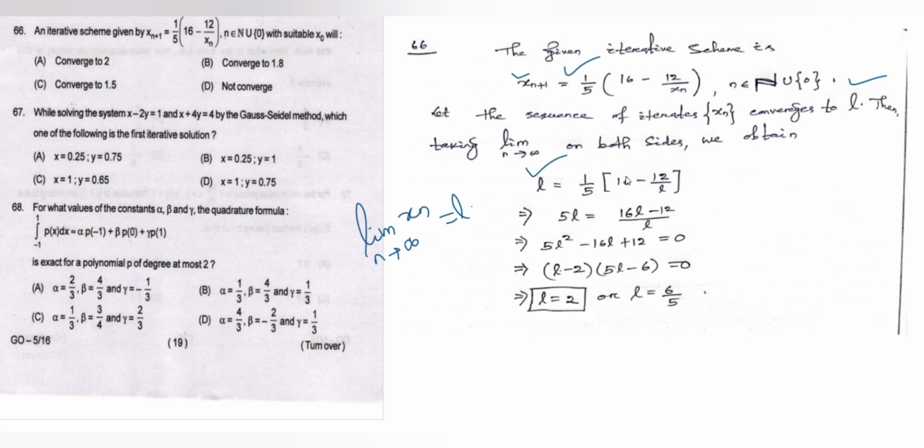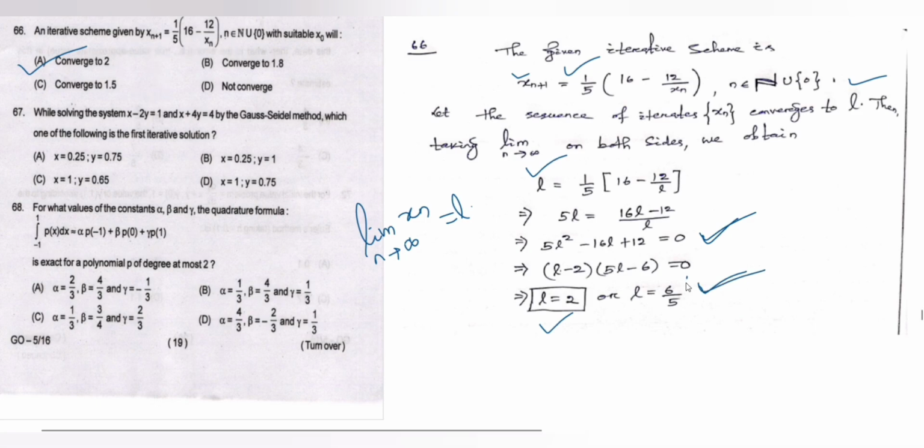Now if you simplify this equation, we will have a quadratic equation in L, which is 5L square minus 16L plus 12 equal to 0. If we solve this quadratic equation, we get L equal to 2 or L equal to 6 by 5. So here you can see the option A, which is correct. That means the sequence of iterates converges to 2.